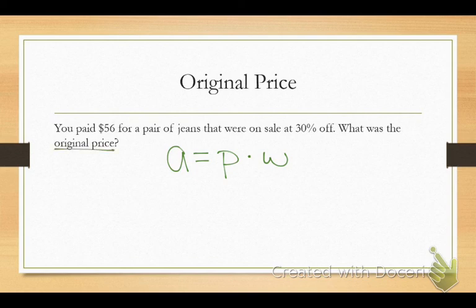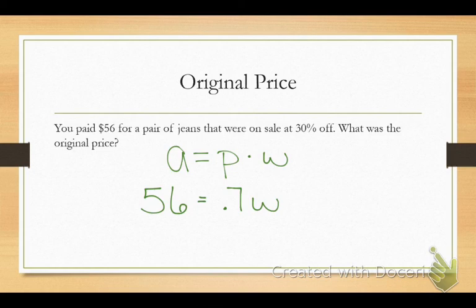Can anybody raise your hand? What variable stands for original price, A or W? W. Okay, so now 56 gets plugged in for A. All right, and maybe this will make a little more sense. $56 is what percentage of the whole, okay? It's not 30% off. How much did you pay? 70%. So $56 is 70% of the whole.